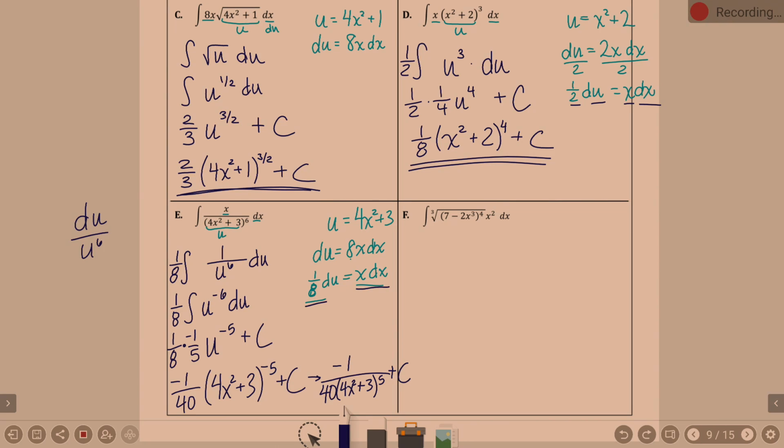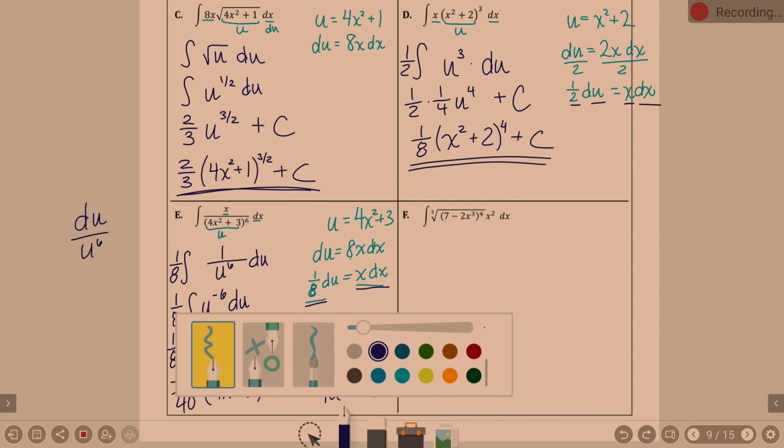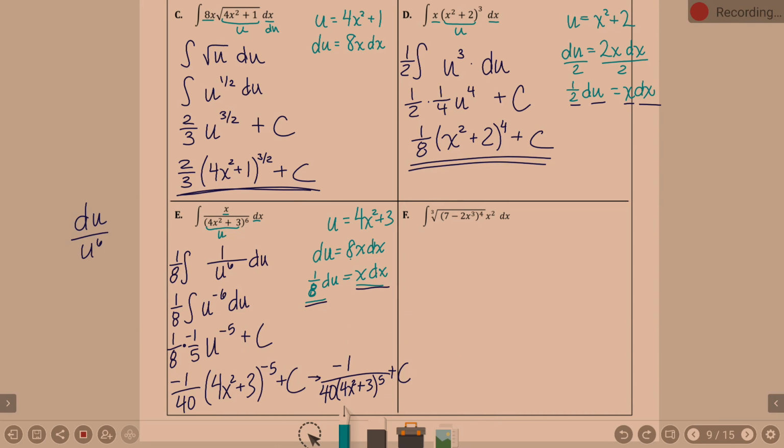Yeah. Okay. Let's do it. 7 minus 2x cubed. It's the inside, right? Yeah. You're starting to see that. The inside of the inside. Okay. So u is 7 minus 2x cubed. So that means du is negative 6x squared dx.